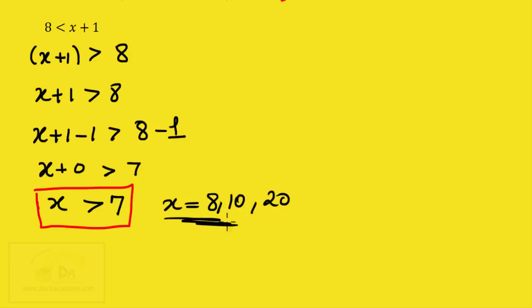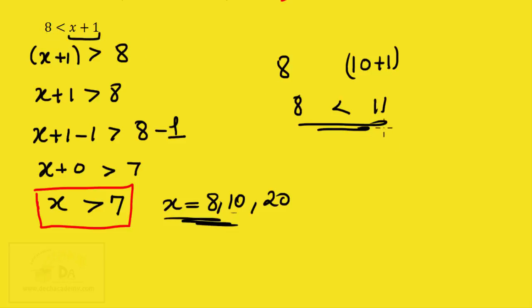Now let's test these results. Let's test x is equal to 10. When x is 10, this is our original inequality. The left hand side is 8. The right hand side is x plus 1. So when x is 10, the right hand side is 10 plus 1, which is 11. 8 is less than 11. As you can see, the inequality requires 8 to be less than x plus 1, which it is when x is 10.